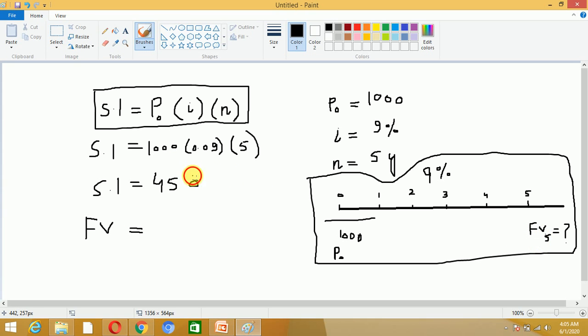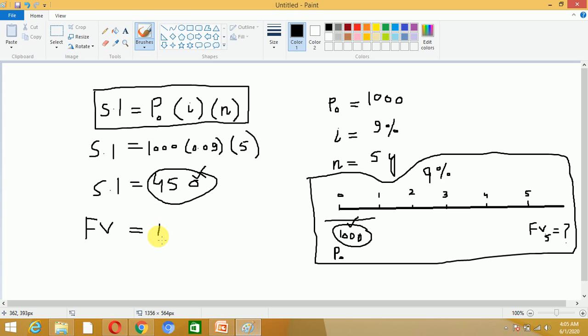Future value means at the end of 5 years, how much money will you receive? You earned 450. But you deposited how much? 1000. So at the end of 5 years, you will receive this 1000, because this is your money. This is your deposited money. You just deposit this with the bank. You just give a loan to the bank. And the bank will also give you an additional 450. So total money will become 1000 plus 450.